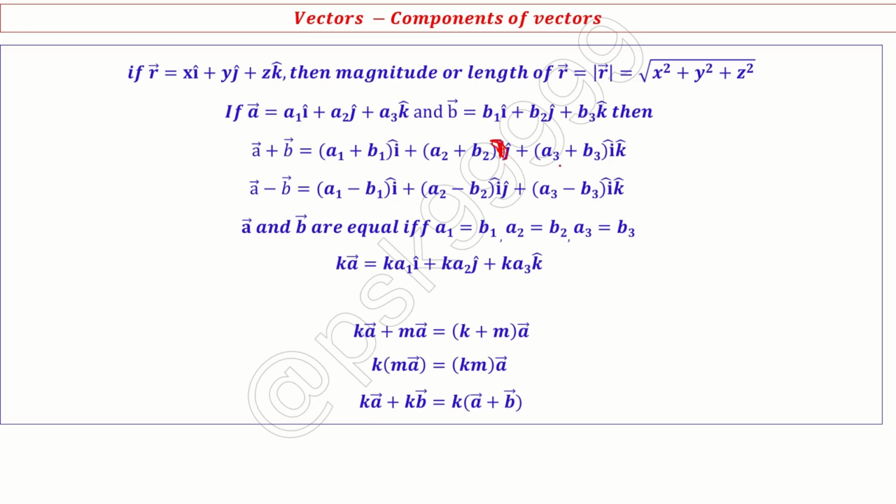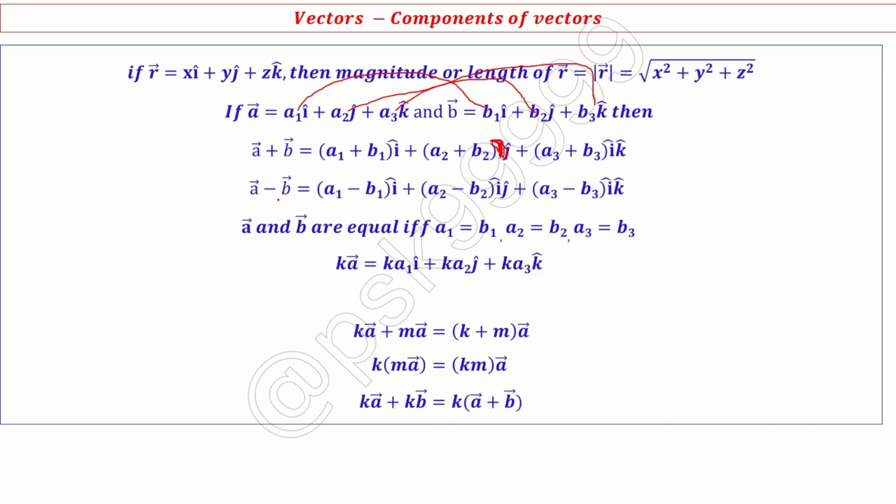And the z components will become a3 plus b3. So you basically add the respective x, y, and z components, and that's how you get the resultant vector. This is how you get the resultant vector.